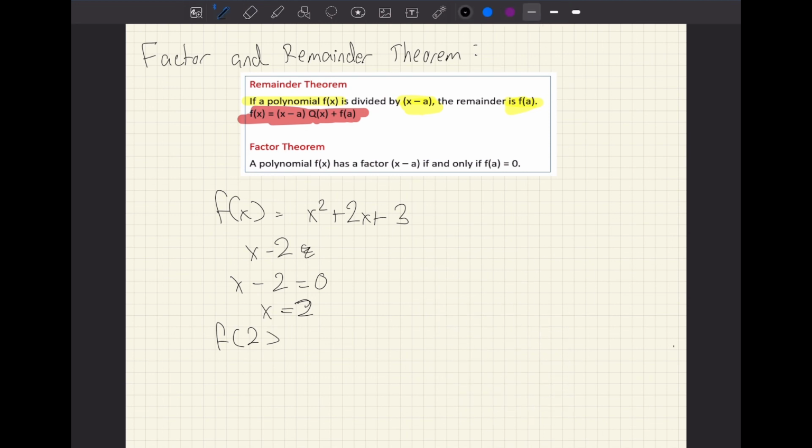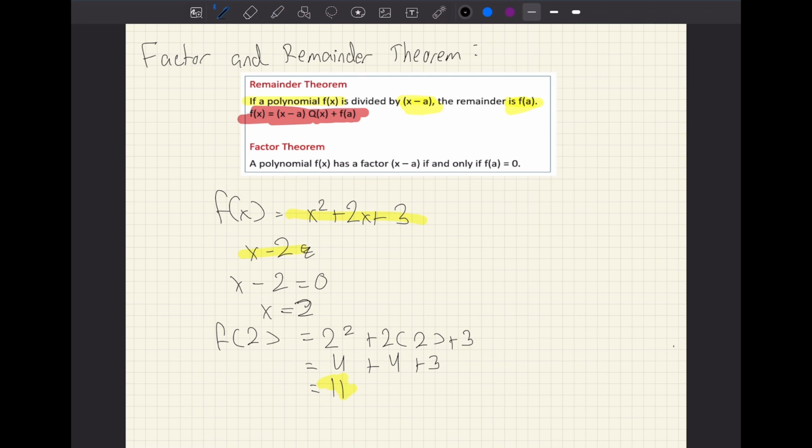So that's how we find the input. For f of 2, when you put an input of 2, you replace every instance of x in the equation with 2. So this will be 2 squared plus 2 into 2 plus 3. That's 4 plus 4 plus 3, so 8 plus 3 is 11. This means that when you divide this entire polynomial by x minus 2, your remainder is 11.